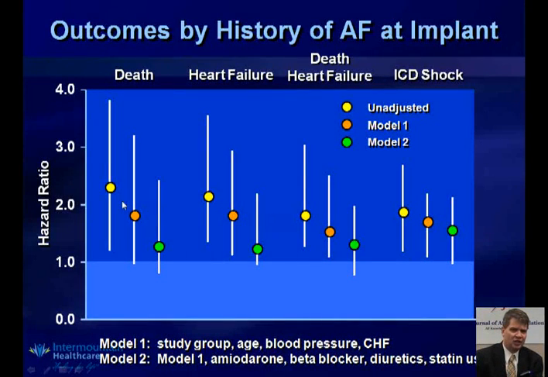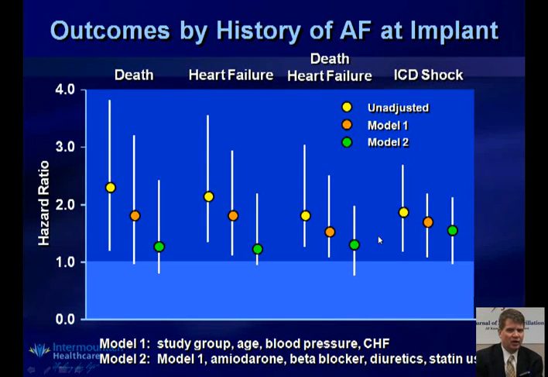When we look at the unadjusted model, there was a high hazard ratio in all outcomes of nearly 2 or greater than 2. The first model then that was adjusted was looking specifically at demographics. Can we account for this with baseline demographics? And as you can see on this slide, despite accounting for the demographics, there was still a significant increase in death, heart failure, and composite and ICD shocks in those that had atrial fibrillation.